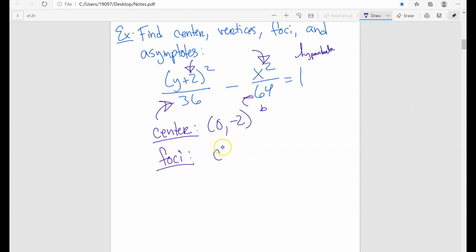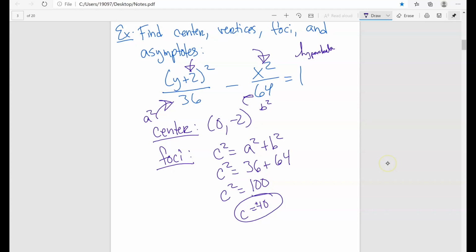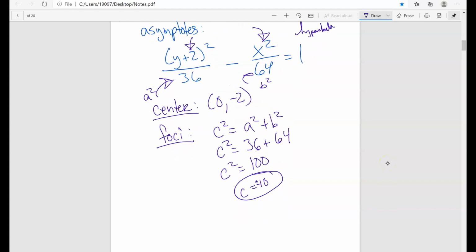remember you're going to use c squared equals a squared plus b squared. So c squared is going to be equal to a squared. So this guy's my a squared, which is 36. This guy's my b squared, so it's going to be 64. Okay, so now we're going to do c squared is equal to, what is this, 100? So c equals 10, plus or minus 10. So what that means is that we're going to add plus or minus 10 into the hyperbola. Now, where are the foci?